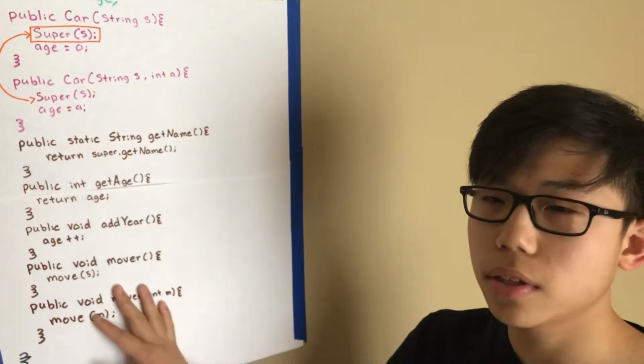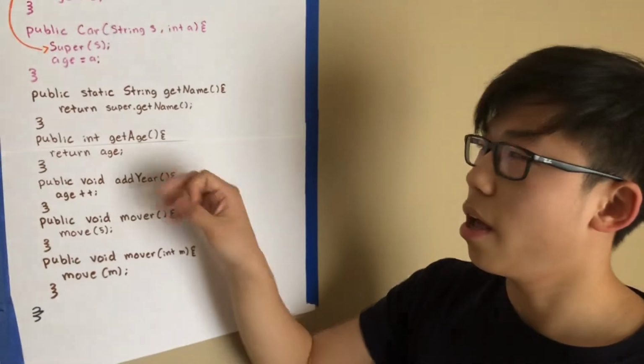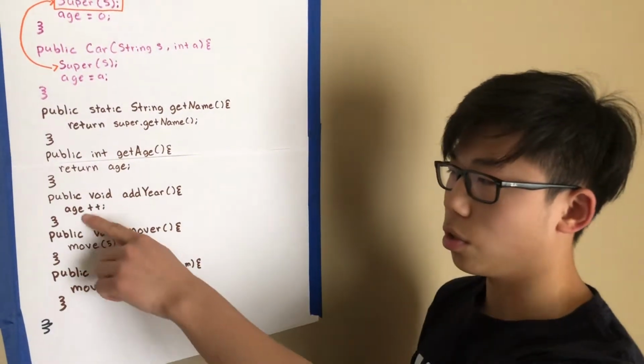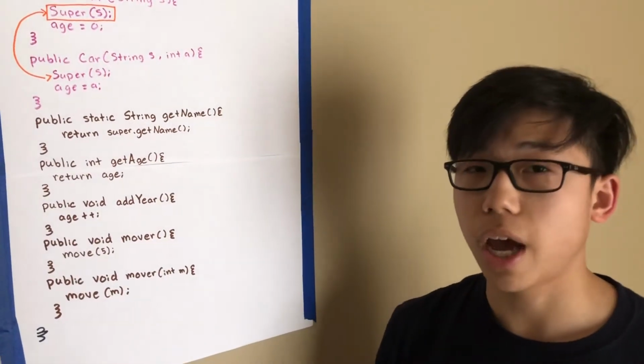After that, we have our methods. Once again, make sure you have your method names right, your method headers, and if you have a return type, make sure you write the return statement. If not, you can just do, like in this one, age++. That's basically a quick recap over everything that we just learned.